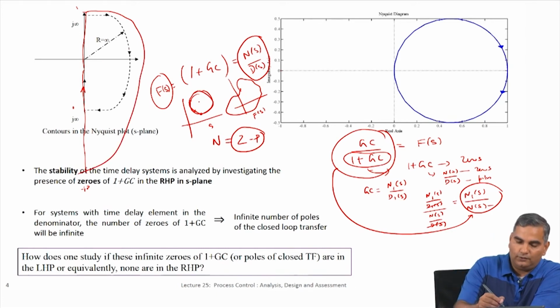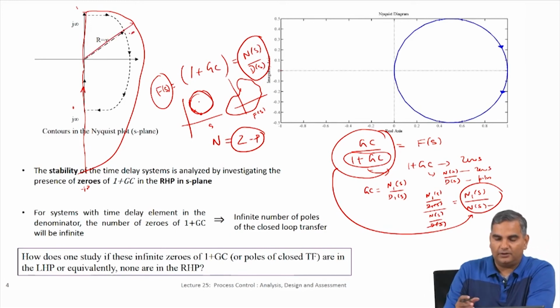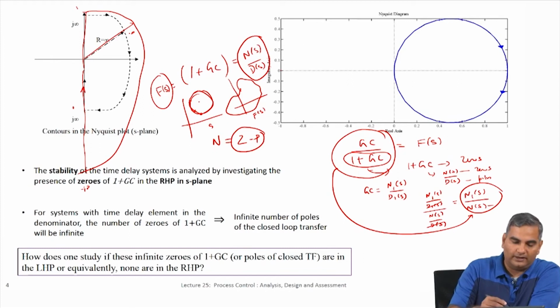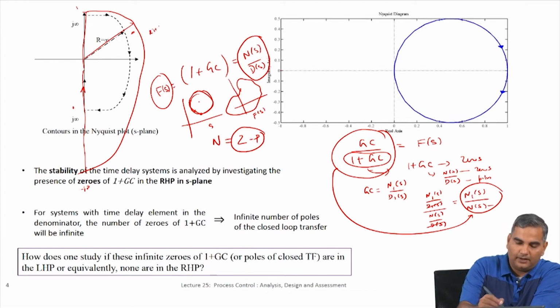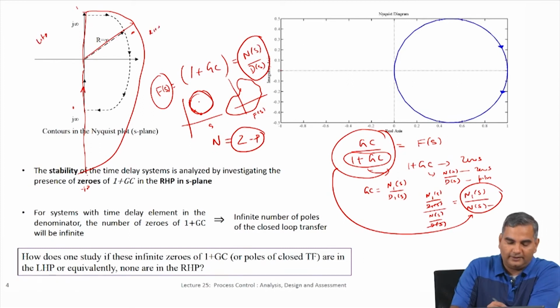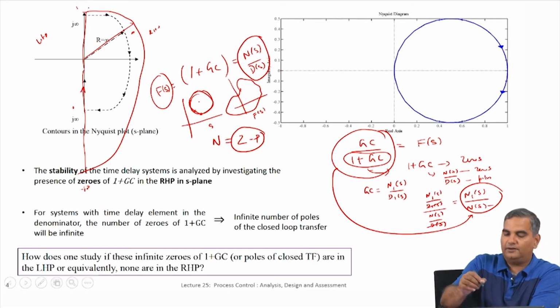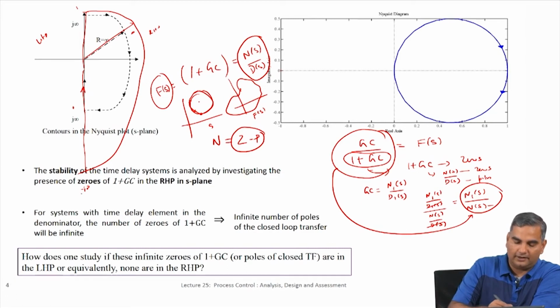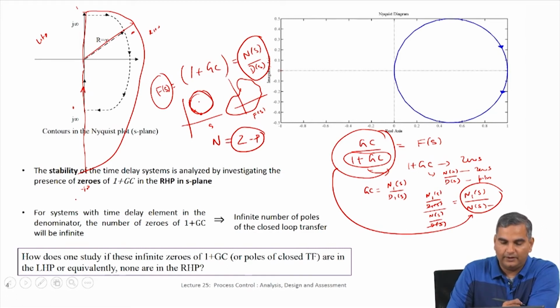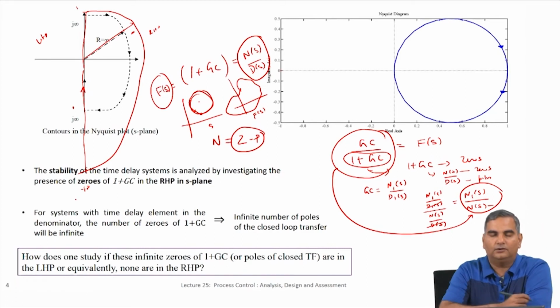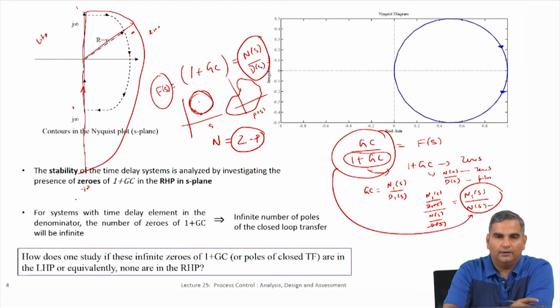So if you make this radius infinity, then basically what you are saying is I am going to cover the whole right half plane. So this is the right half plane and this is the left half plane. So basically I start from minus j infinity, go all the way up to j infinity and take a very large infinite circle and come back to minus j infinity. Now this whole contour basically covers all of the RHP.